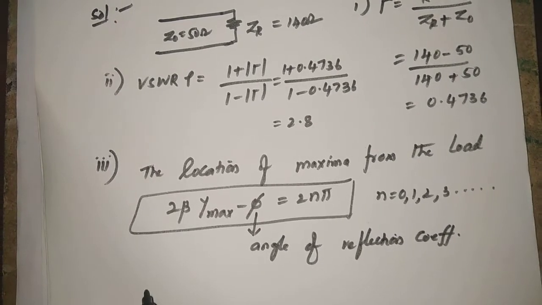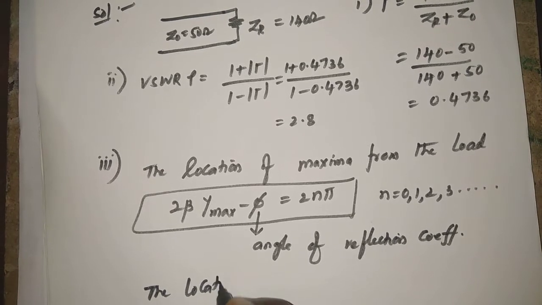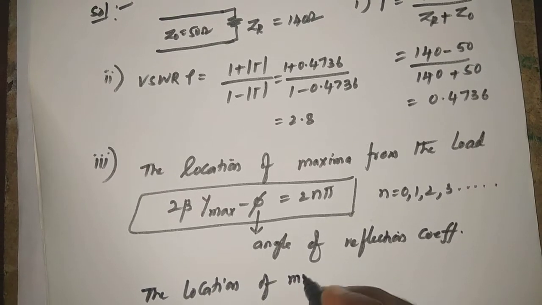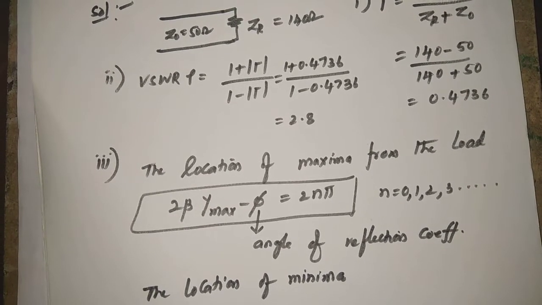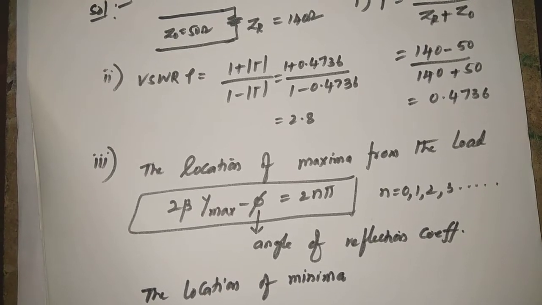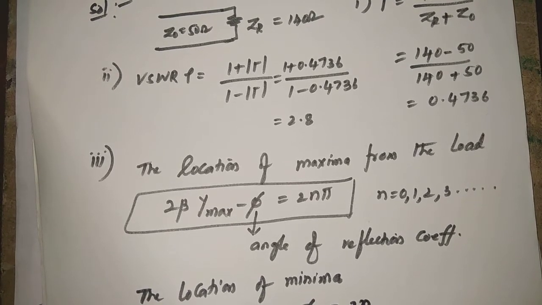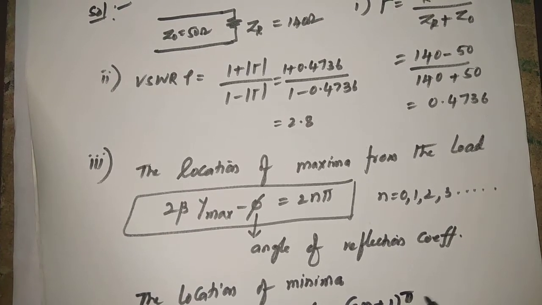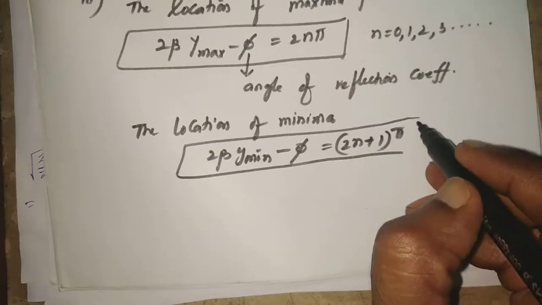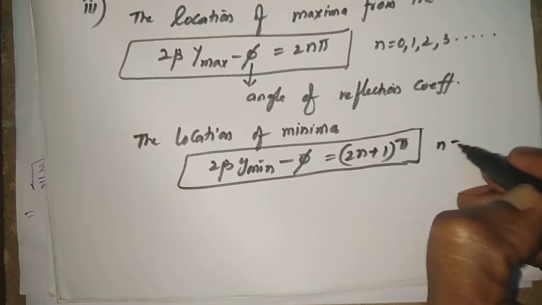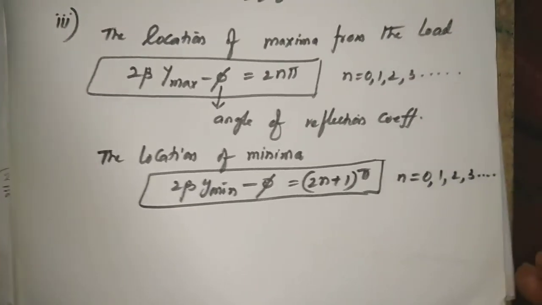Similarly, for finding the location of minima, the formula is 2 beta y minima minus the phase angle phi equals (2n plus 1) times pi, where n takes the values 0, 1, 2, 3 and so on.